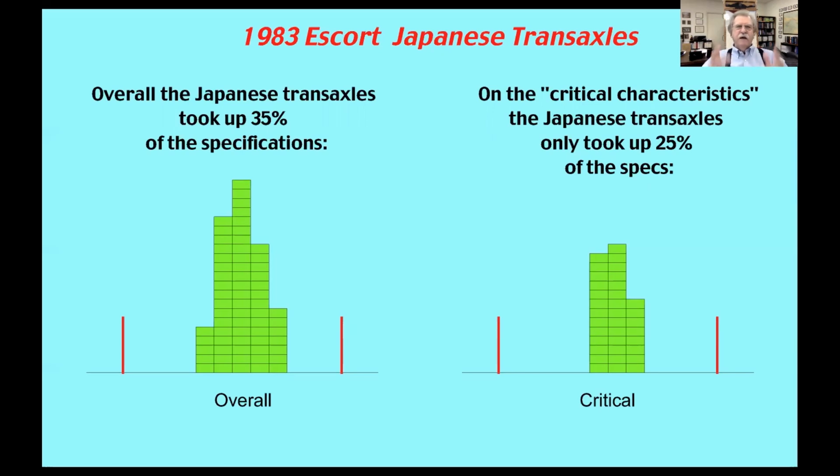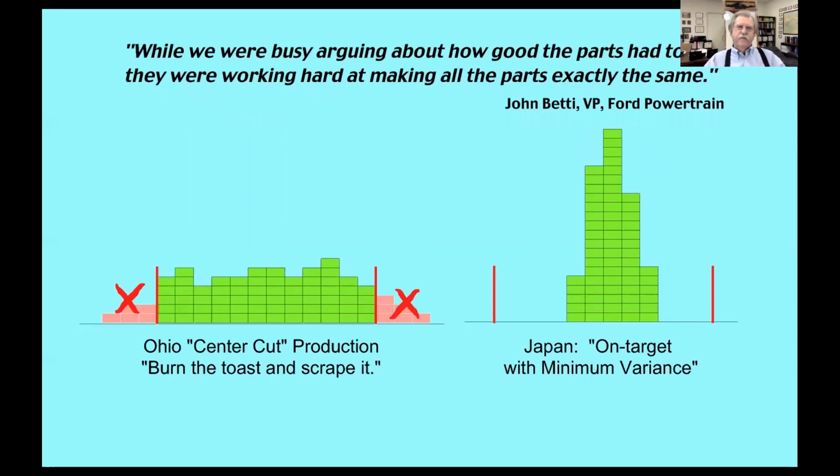So the gauge maker came in, checked the gauge. It was fine. It's just that these 10 parts were so alike, he couldn't detect the difference. That led the vice president of powertrain, John Betty, to put it this way: while we were busy arguing about how good the parts had to be, they were working hard at making all the parts exactly the same. The Ohio plant had the center cut approach. Make enough stuff, some of it's bound to be good. Burn the toast and scrape it. Japanese, on target with minimum variance.